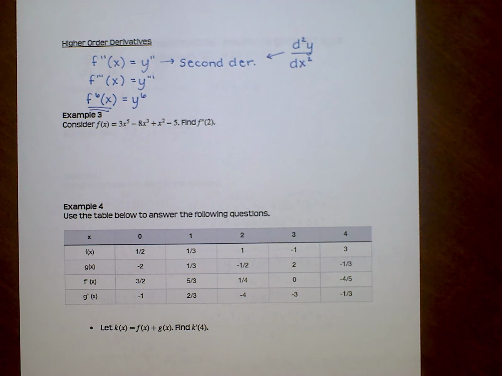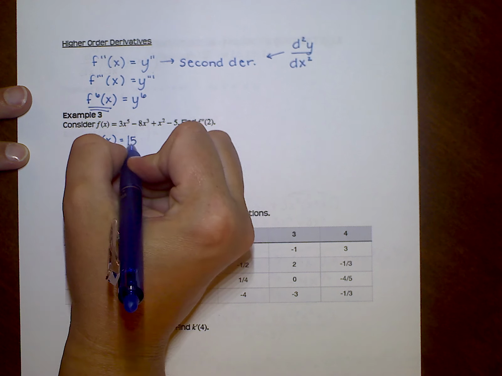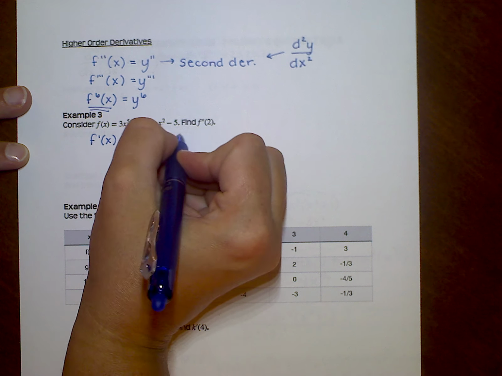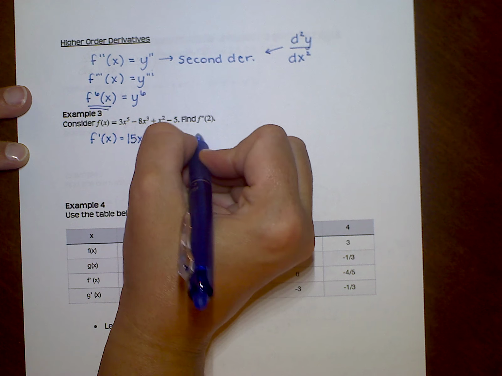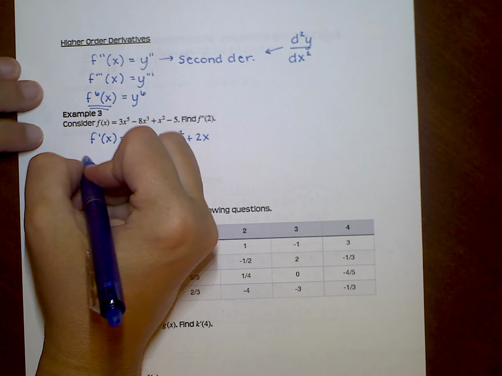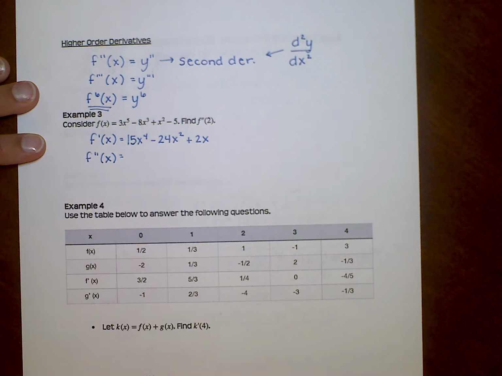So if you notice in example 3, it gives us a function and it wants us to find f double prime of 2. There's no easy way to get there. I mean, it's not super hard to get there, but we have to start just by finding a first derivative. So I'm going to go first derivative, 5 times 3, so 15x squared, or x to the fourth, I mean, minus 24x squared plus 2x. And then the minus 5 falls away. To do a second derivative, I'm just going to repeat that process. Maybe pause the video and see if you can do the second derivative here.